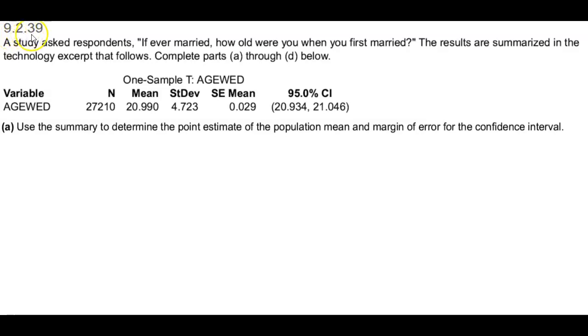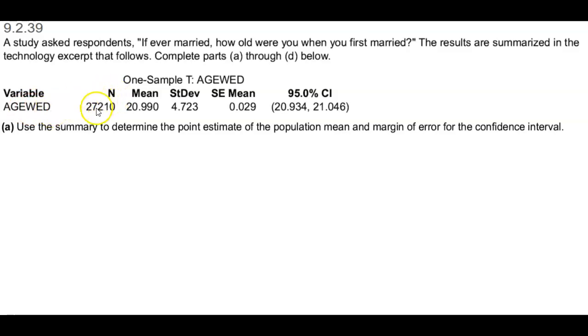Section 9.2.39, a study asked respondents, if ever married, how old were you when you first married? The results are summarized in the technology excerpt that follows. Complete parts A through D below. So here is the one sample T, and the variable is the age wed.